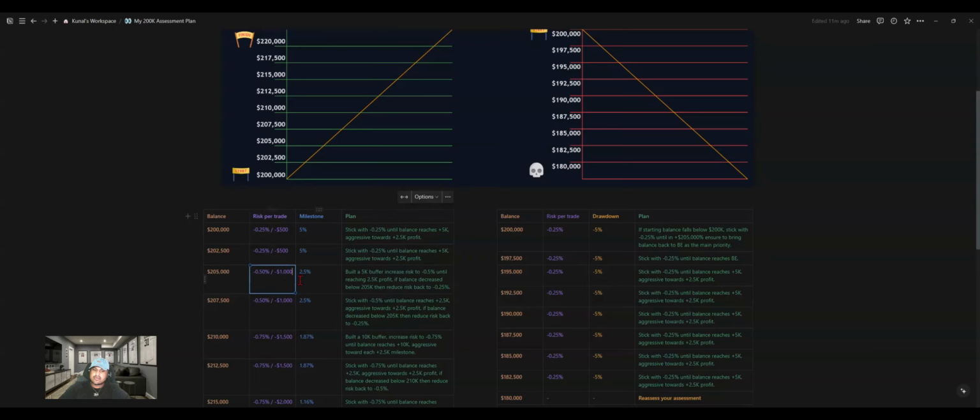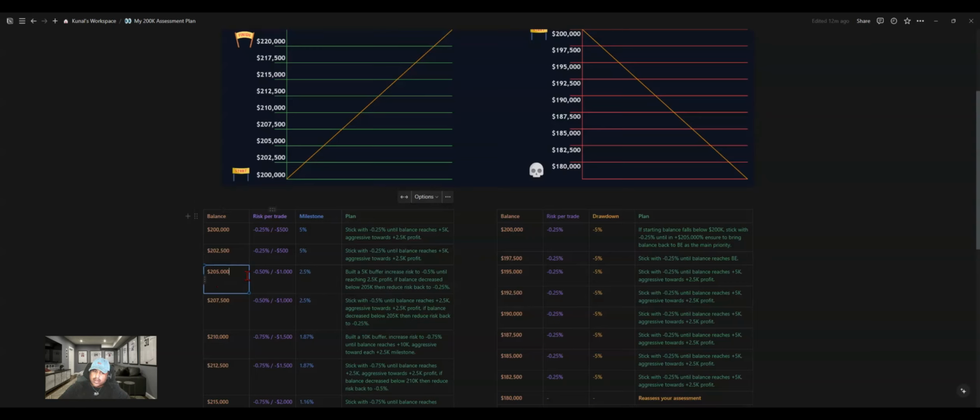So if I lose 5 consecutive trades, I will be back at square one, which I don't want to do. The way I've structured it is I've built a 5k buffer, and I've increased risk to minus 0.5% until I reach 2.5k profit. I'm sticking with that because I've still got my milestones. It doesn't mean I'm going to close at 2.5k profit, but it means I'm going to be consciously more aggressive. If the balance decreases below the 5k buffer, then I'm going to reduce risk again. So if I lose $1,000 and it puts me at $204,000, my risk is going to go back to minus 0.25% until I get back to this buffer.